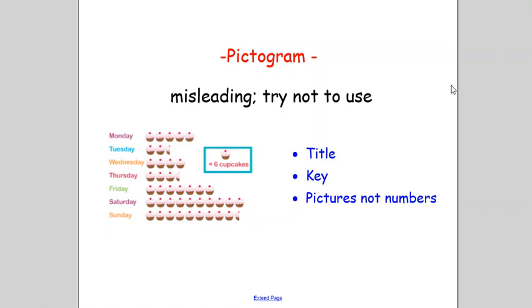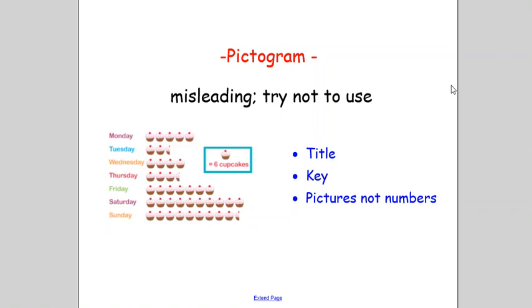But it also has more area, right. So it really looks like we have 4 times as many as Oakton has. So pictograms you have to be very careful with. Sometimes people will try to mislead you with a pictogram.